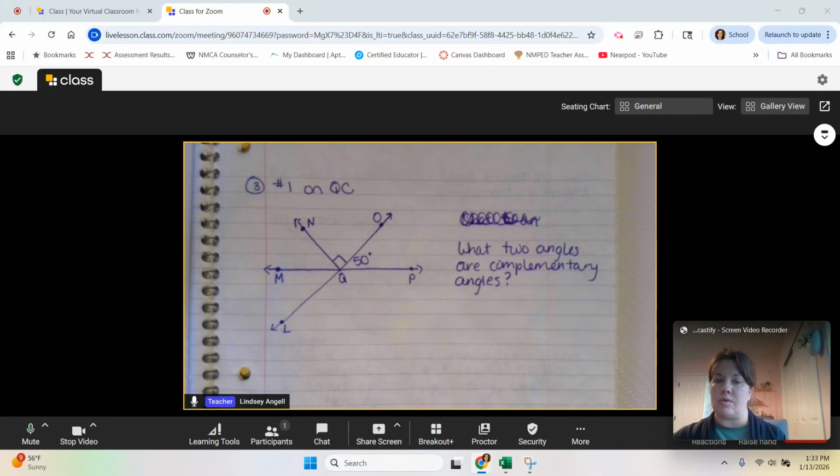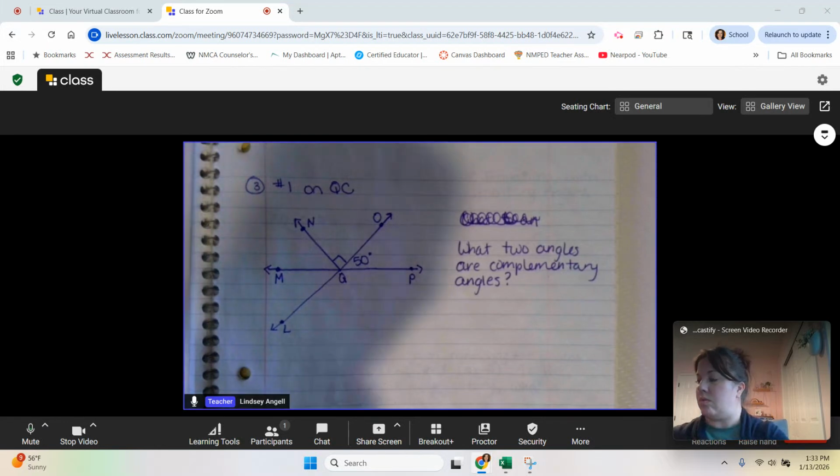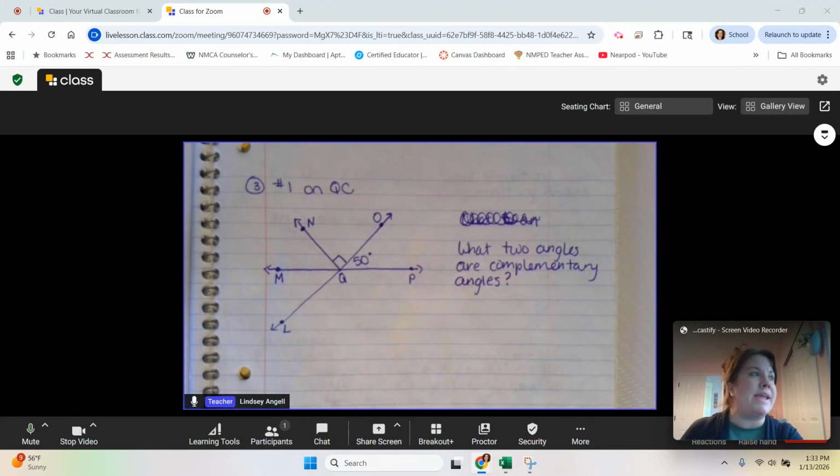The thing that I don't like about this question is technically you could find other complementary angles, but the way that they're having it be is that they're also adjacent to each other. So think adjacent as well. But two angles are complementary.